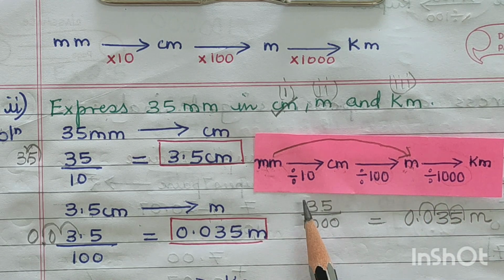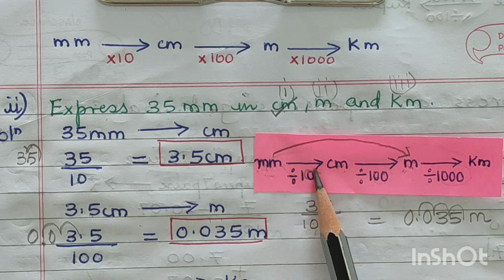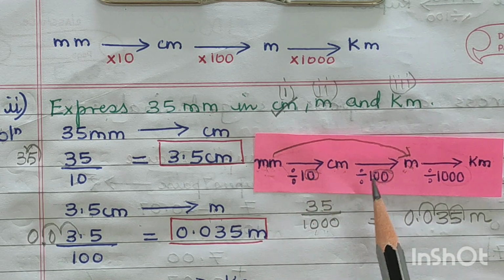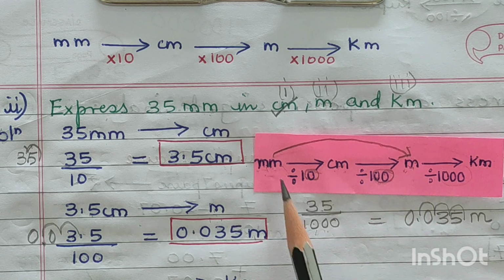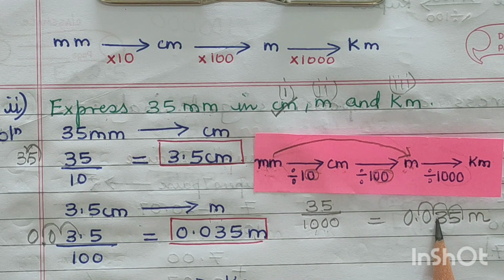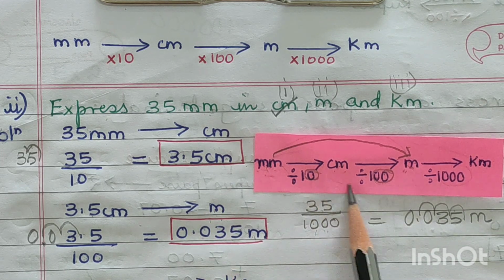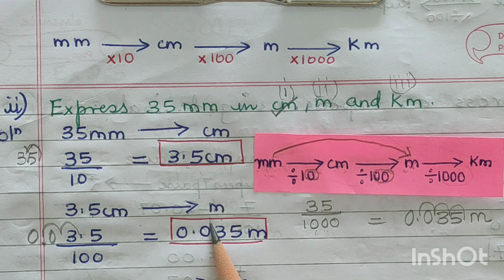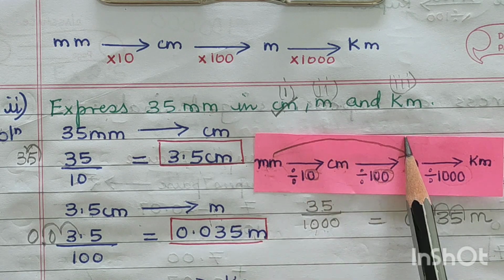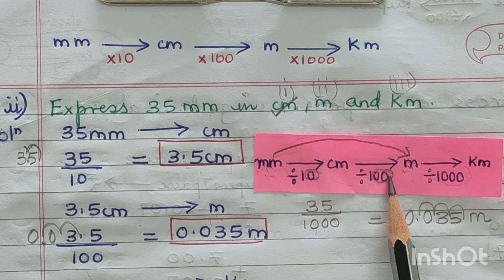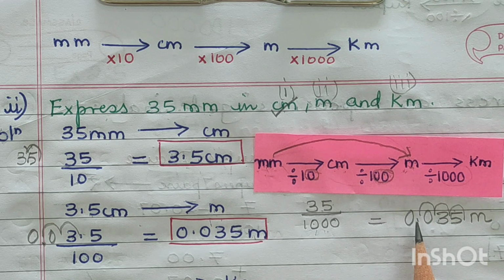Like here, 35 divided by 1000. By 1000, 1 zero of this one, 2 zeros of this one. So millimeters to meters, you could even get directly solving it this way. So two ways: one step at a time, or the second one would be directly a big jump from here to here by dividing that many number of zeros, and you will get your answer.